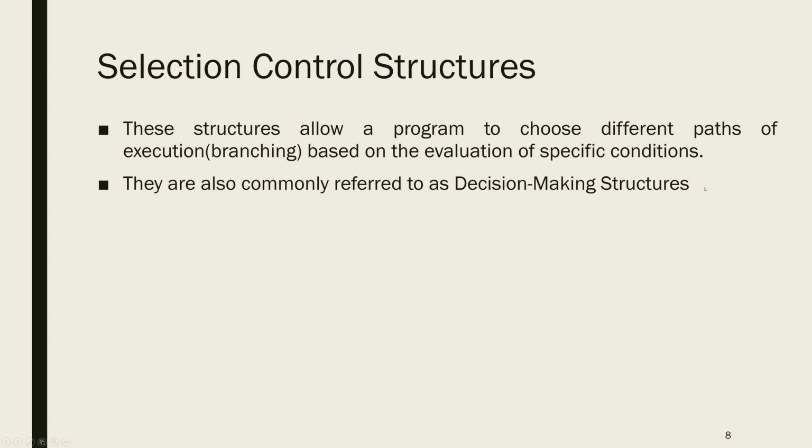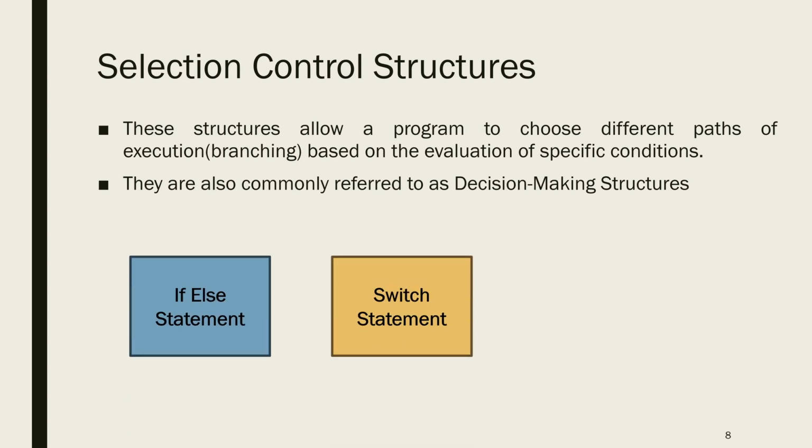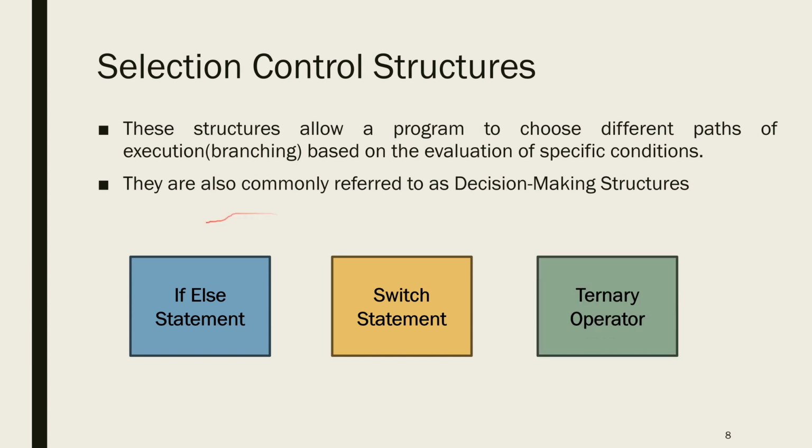In C++, the three main decision structures that we have are the if-else statement, the switch statement, and the ternary operator. In this video, we are going to concentrate on the if-else statement. In subsequent videos, we will discuss the switch as well as the ternary operator.